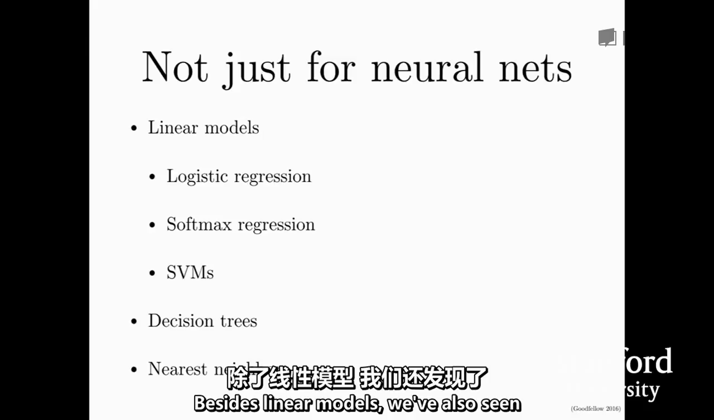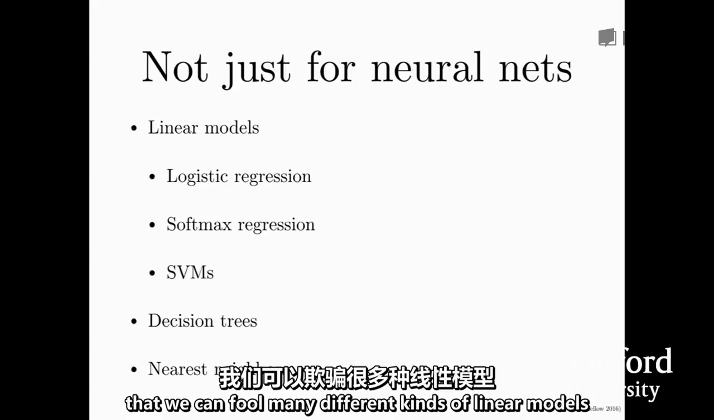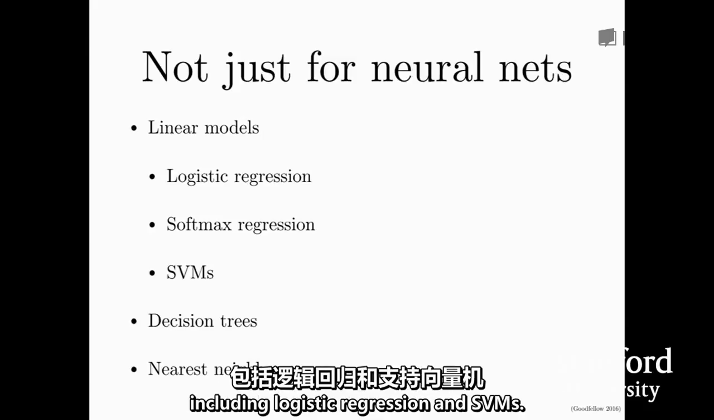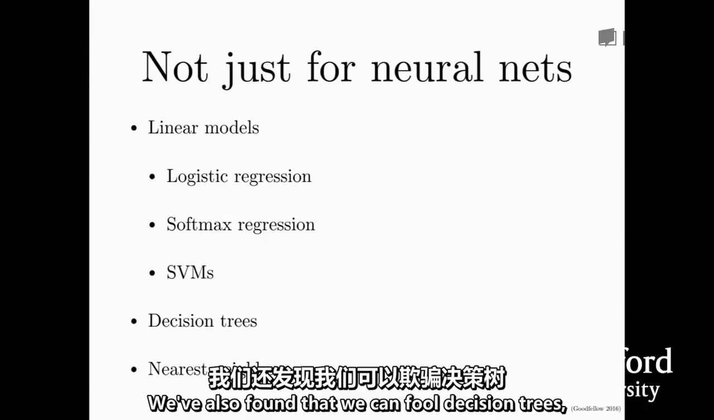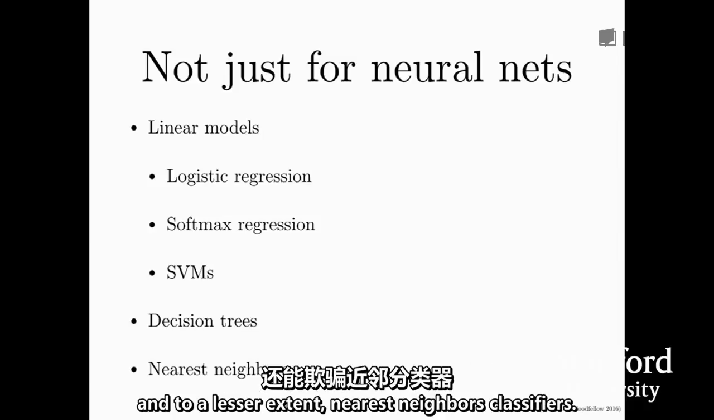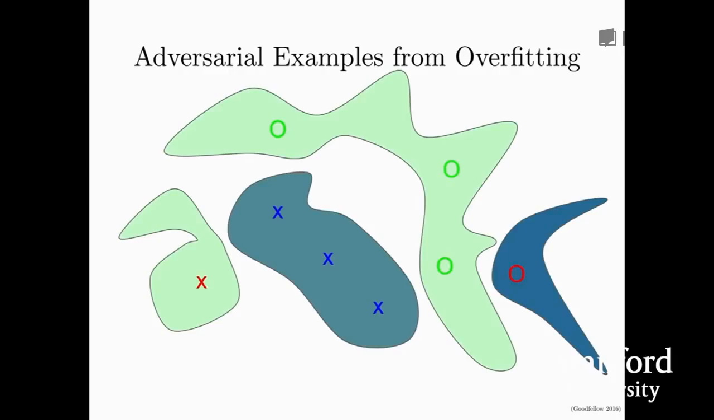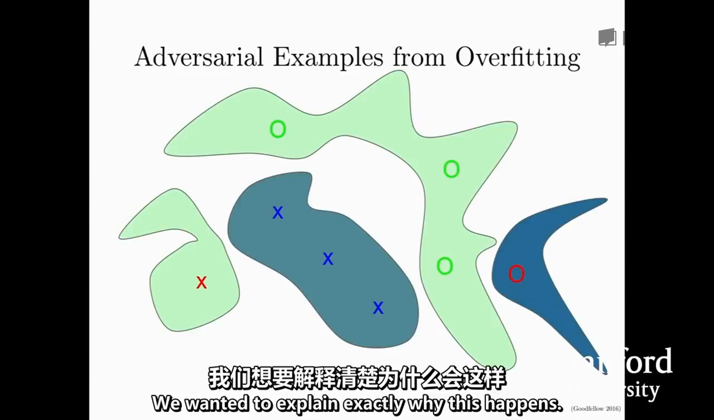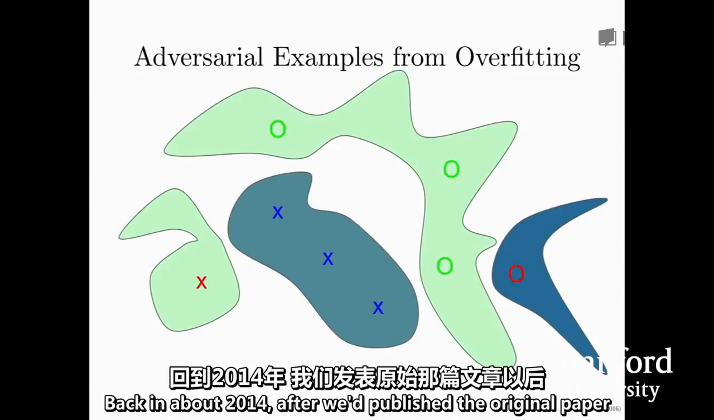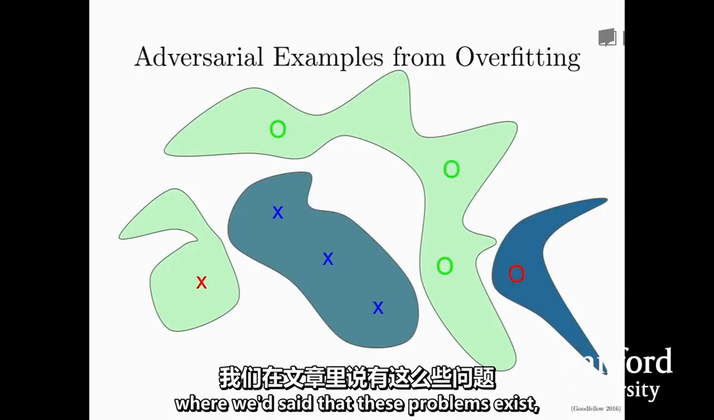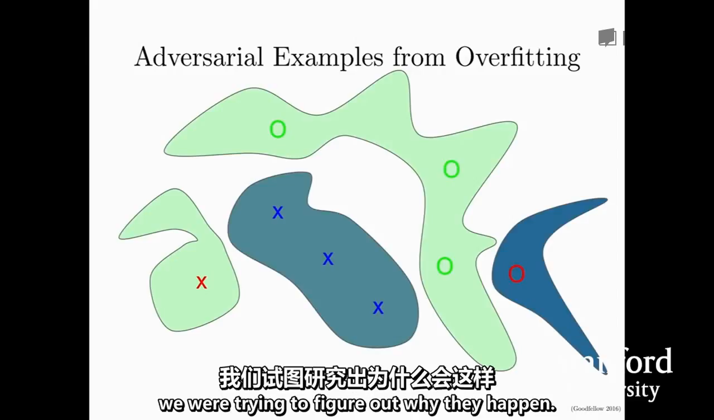Besides linear models, we've also seen that we can fool many different kinds of models, including logistic regression and SVMs. We've also found that we can fool decision trees, and to a lesser extent, nearest neighbors classifiers. We wanted to explain exactly why this happens. Back in about 2014, after we'd published the original paper where we said that these problems exist, we were trying to figure out why they happen.